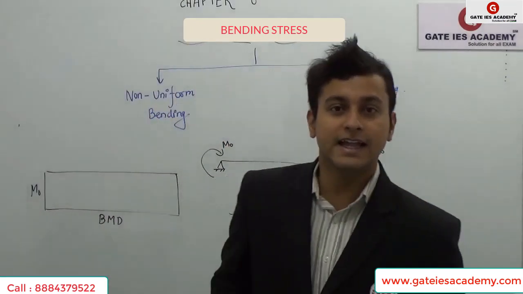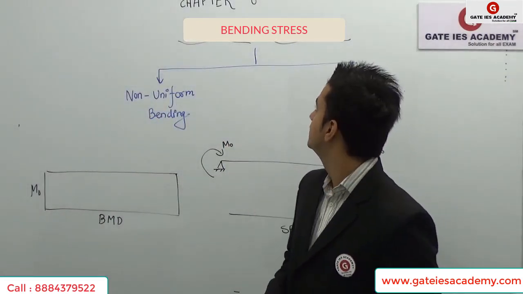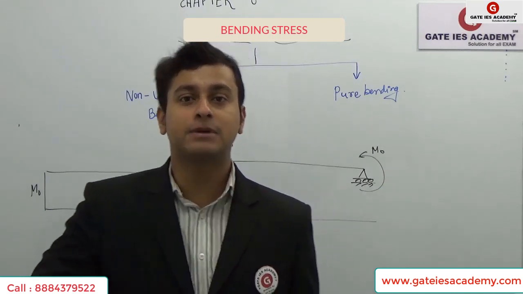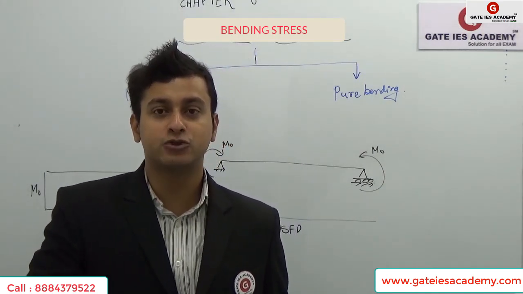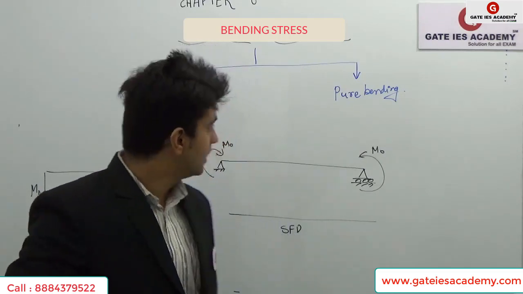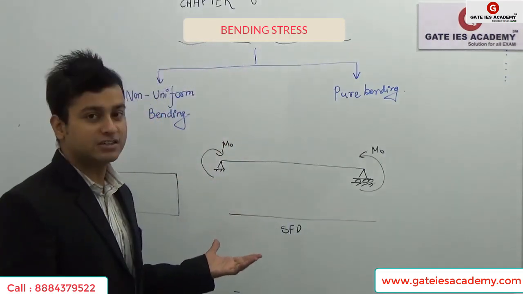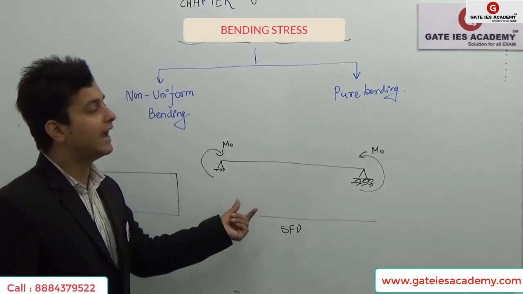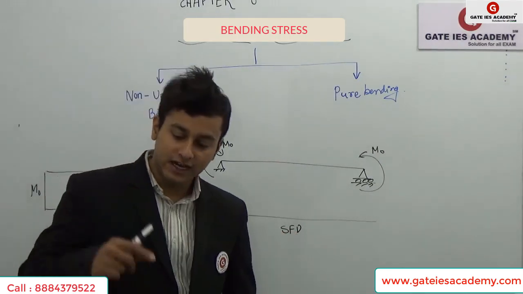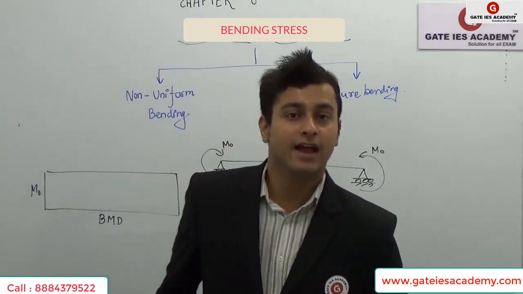Okay students, let's start with a new topic, that is bending stress. That is the sixth chapter we have in this strength of materials, and this is the most conceptual topic which you will be able to see. Now in bending stress we have basically two types of bending: first is non-uniform bending and second is pure bending.